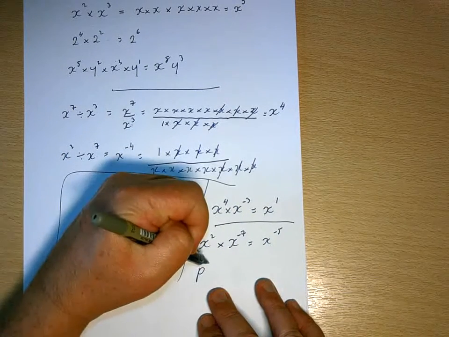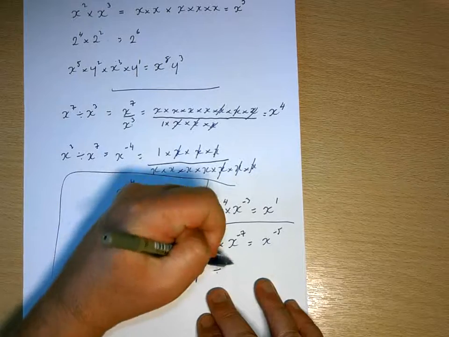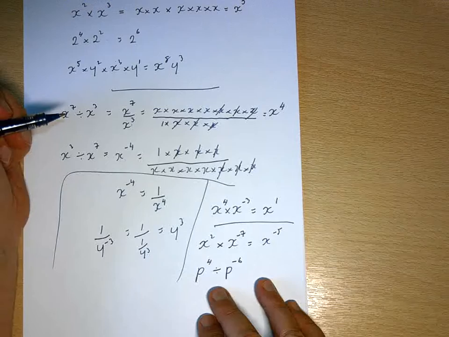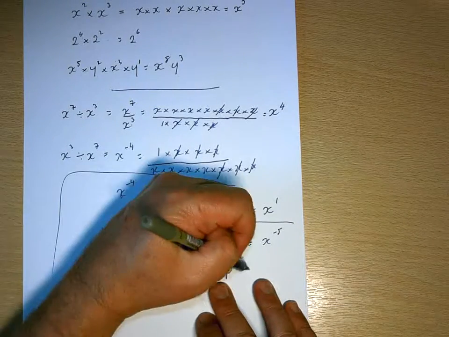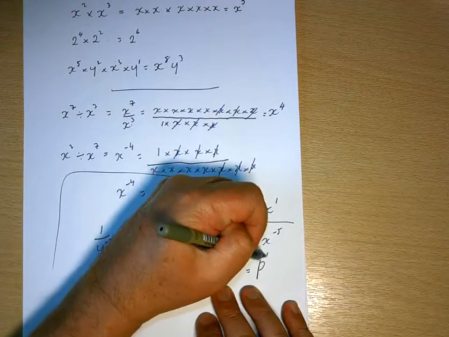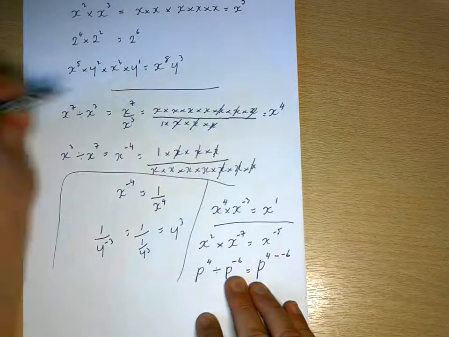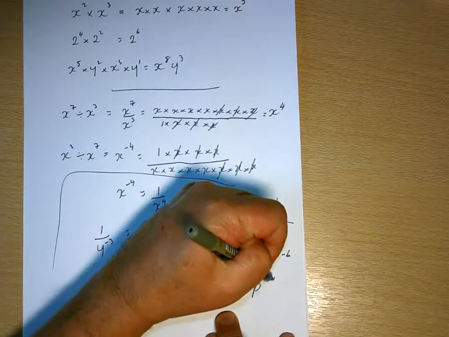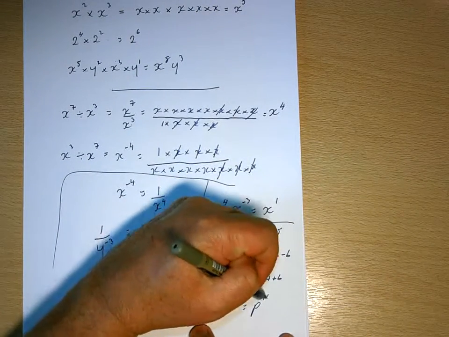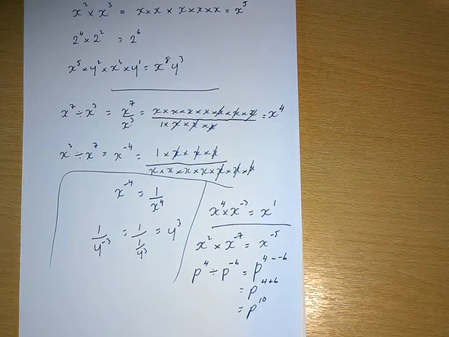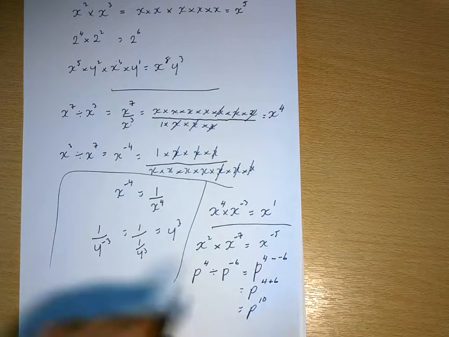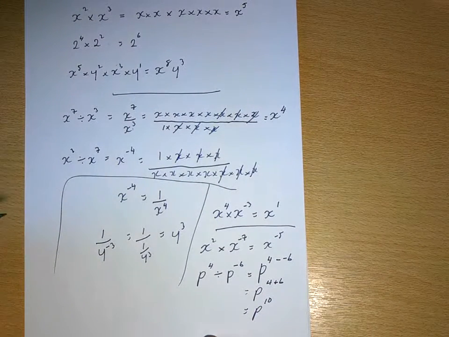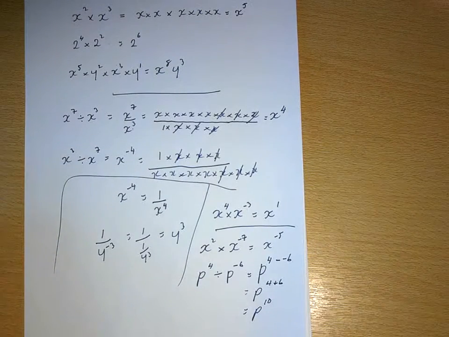Or you could be doing p to the 4 divided by p to the negative 6. If you're dividing, you know you're subtracting, so that's going to be the same as p to the 4 minus negative 6, which is going to be p to the 4 plus 6, which is p to the power of 10. So all the negative tells you is that you're going to end up with 1 over. Hope that helps.